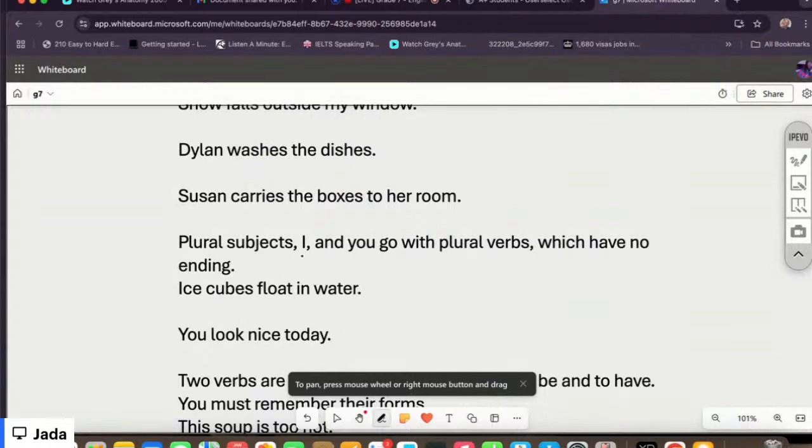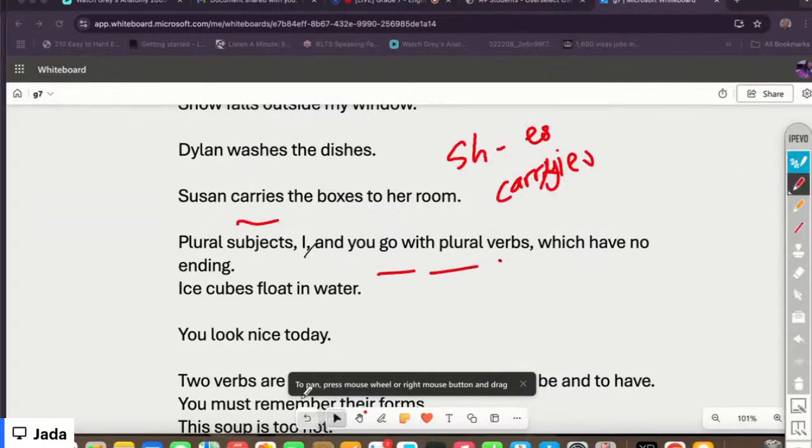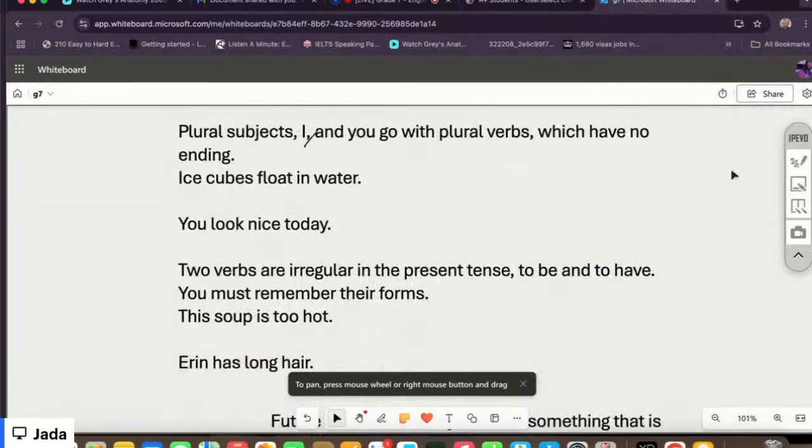Okay, so just like we were saying, I and you go with plural verbs, which have no ending. Remember that plural verbs do not have any ending. Plural verbs, no ending. Okay, like that. So we have ice cubes float in water. You look nice today. So you can use you with a plural verb because usually plural verbs have no ending. They do not end in es or ies or anything.